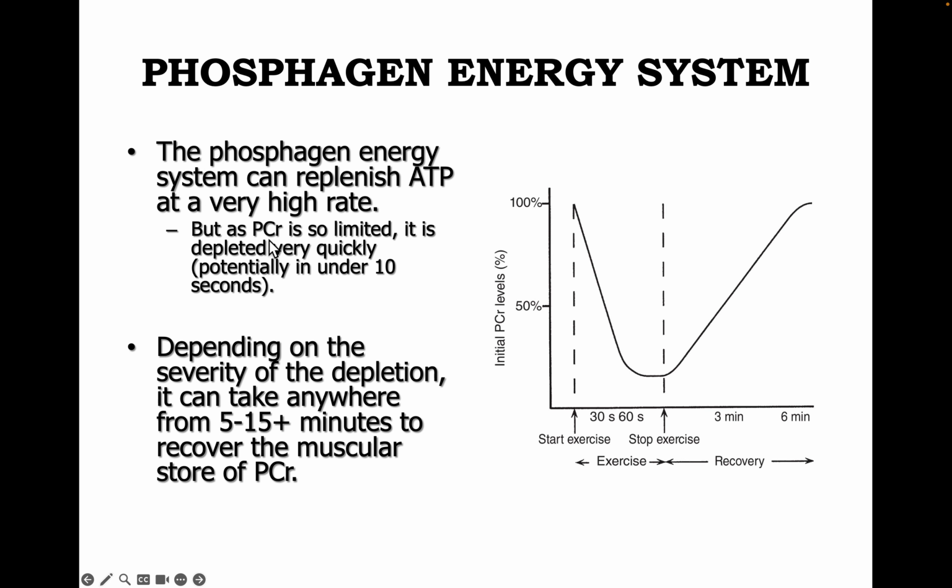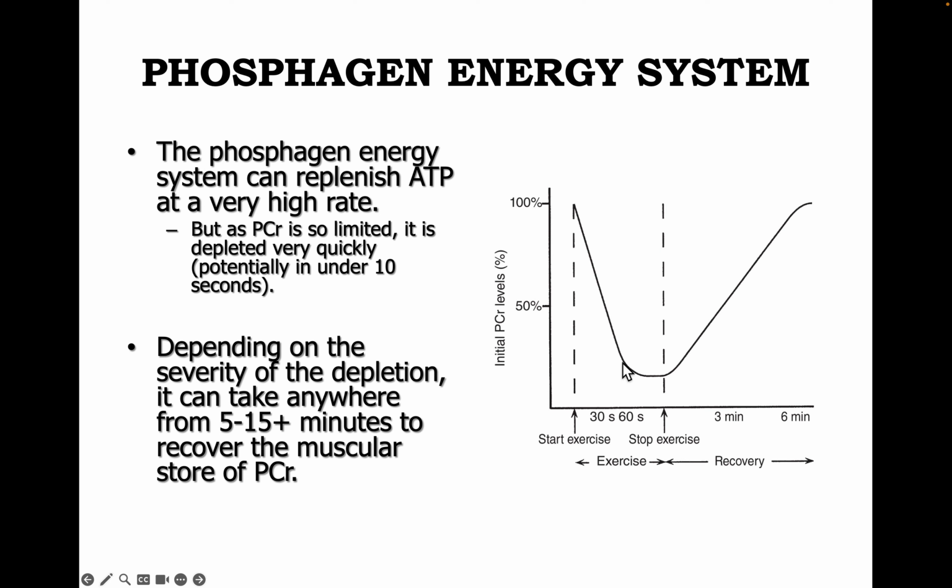Now, because phosphocreatine is limited in the muscle, the phosphagen energy system can replenish ATP at a very high rate, but it's depleted very quickly, potentially in under 10 seconds. If you look at this slide, if we undergo a very intense bout of exercise and try to maintain it, we break down all the phosphocreatine stored in the muscles within roughly 30 seconds. So our phosphagen energy system provides energy mainly for the first 10 seconds of intense exercise, but it can last up to roughly 30 seconds.